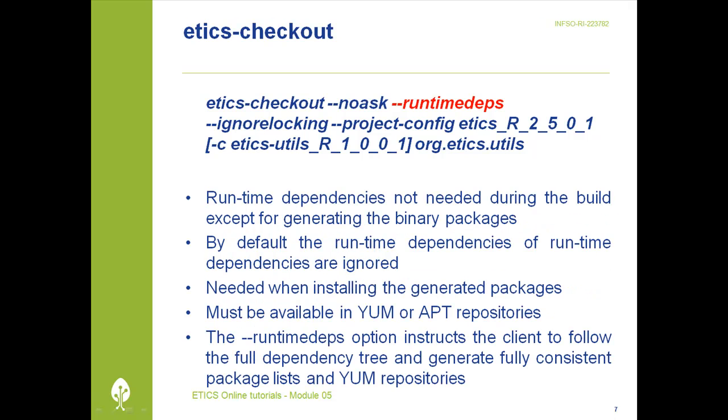Runtime dependencies are not needed during the build, except as information in the final binary packages. Normally the runtime dependencies of runtime dependencies are ignored when generating the build tree. However, they are needed when installing the generated packages and they must be available in the repositories used for deployment, for example YUM or APT repositories.